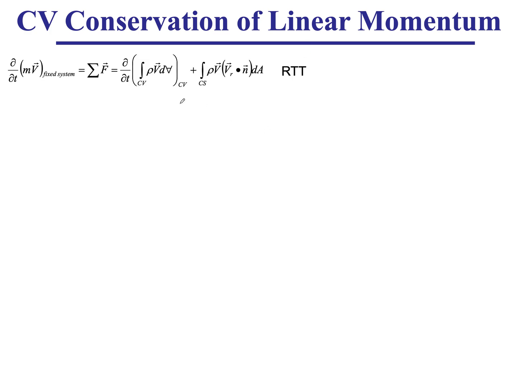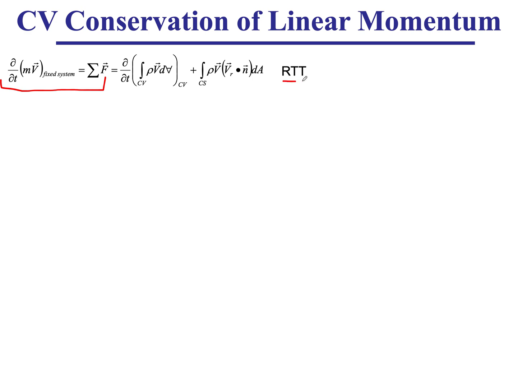So first thing, what you will see here is that linear momentum conservation for a fixed mass is written as so: the rate of change of linear momentum, which is mass times velocity, for a fixed mass system, is equal to the summation of all the external forces. So that's Newton's second law. Summation of forces is equal to mass times acceleration.